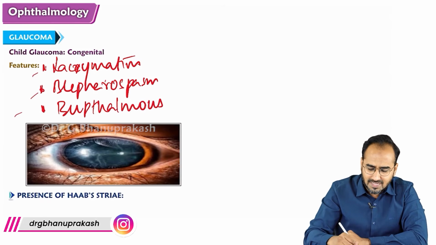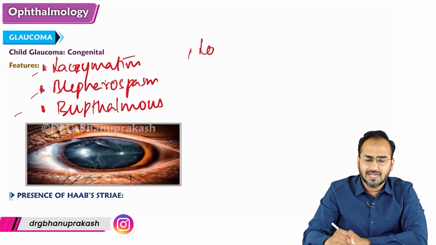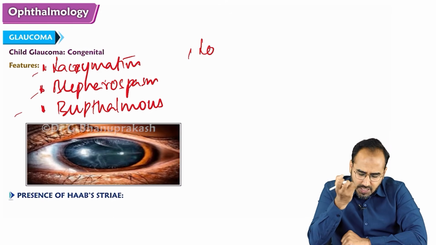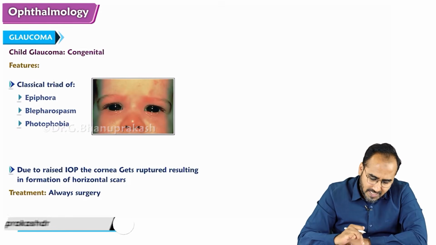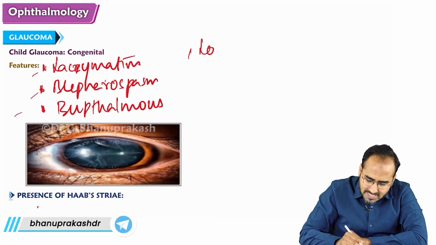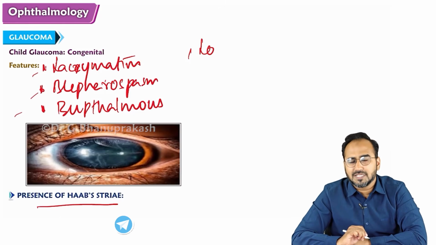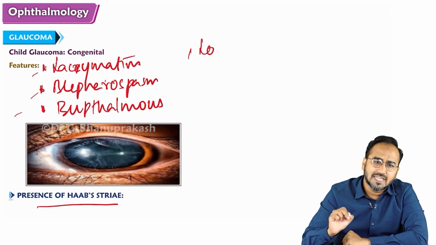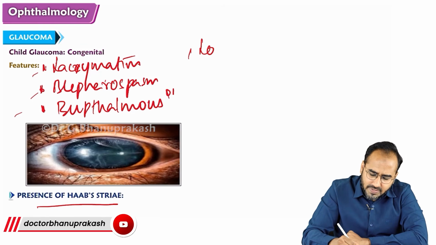Right? There is corneal enlargement. And as the cornea and the eyeball are getting enlarged, you will see some vertical scars developing on the cornea, which is about to rupture. Those vertical scars are called as Haab's striae. That is called as what striae guys? Haab's striae.